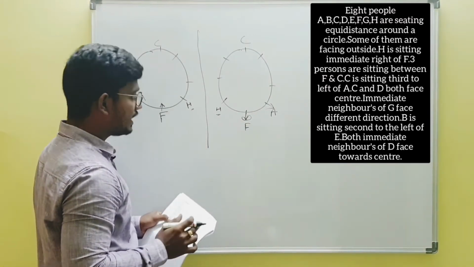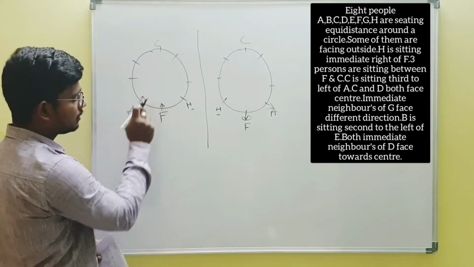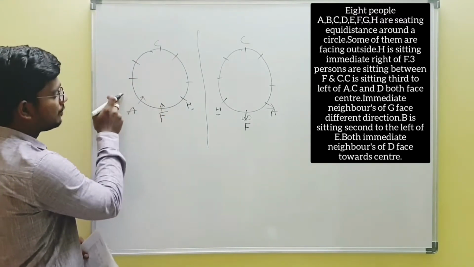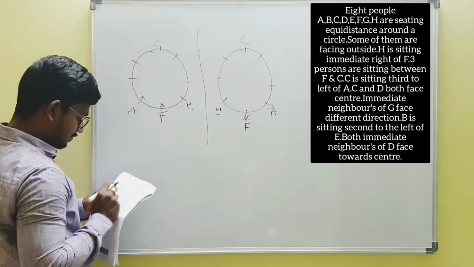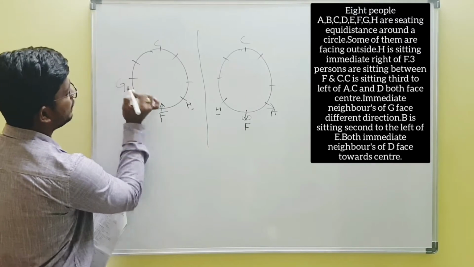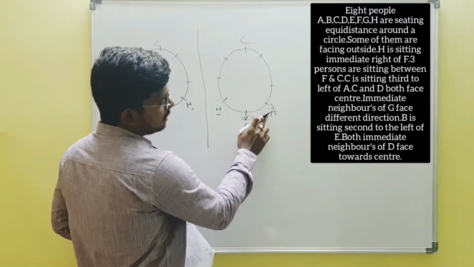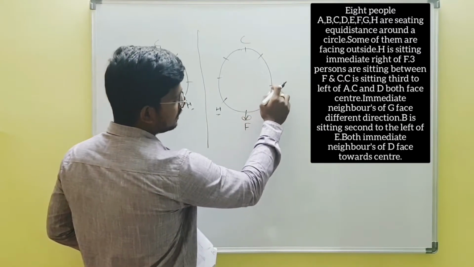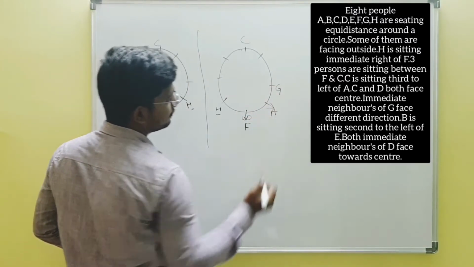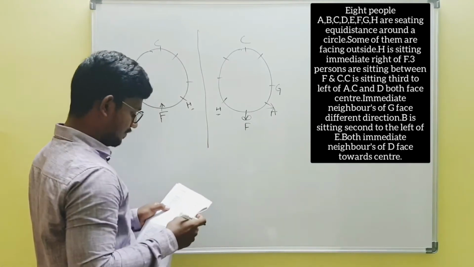G is sitting immediate left of A. See, here A is facing inside the center, so immediate left of A will be this side. G is sitting immediate to the left of A, so here G will be placed. And in this case, immediate left of A will be on this side, so G is placed here. And we don't know the direction in which G is facing.